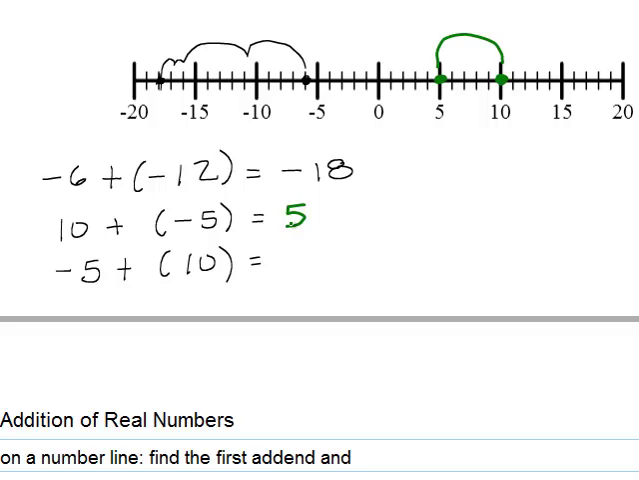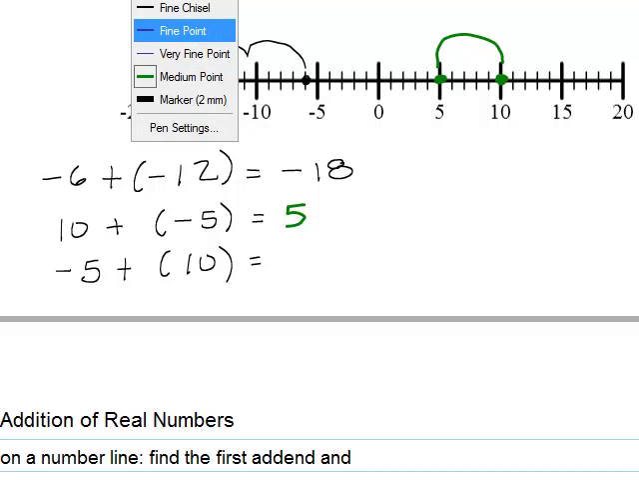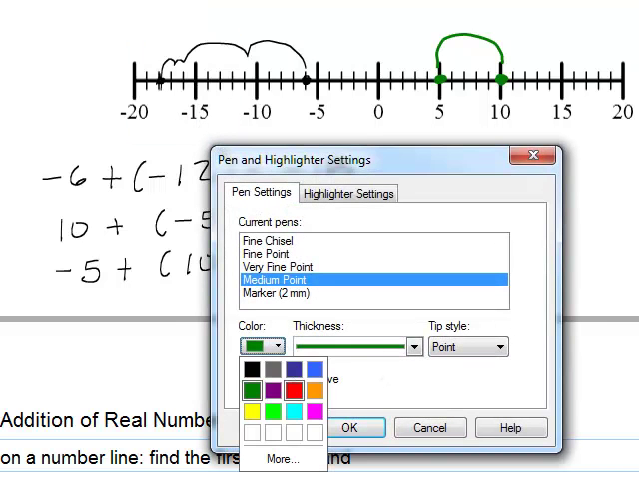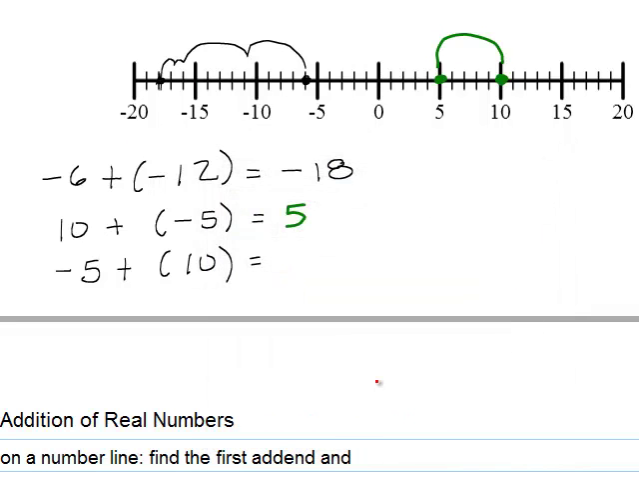All right, let's try another one. Let's pick red. Okay, so if I start now at -5 and I'm adding a +10, I'm going to move to the right 10. So from here I go 5, 10. What do you know? I end up also at 5. But that really isn't surprising to us, is it?